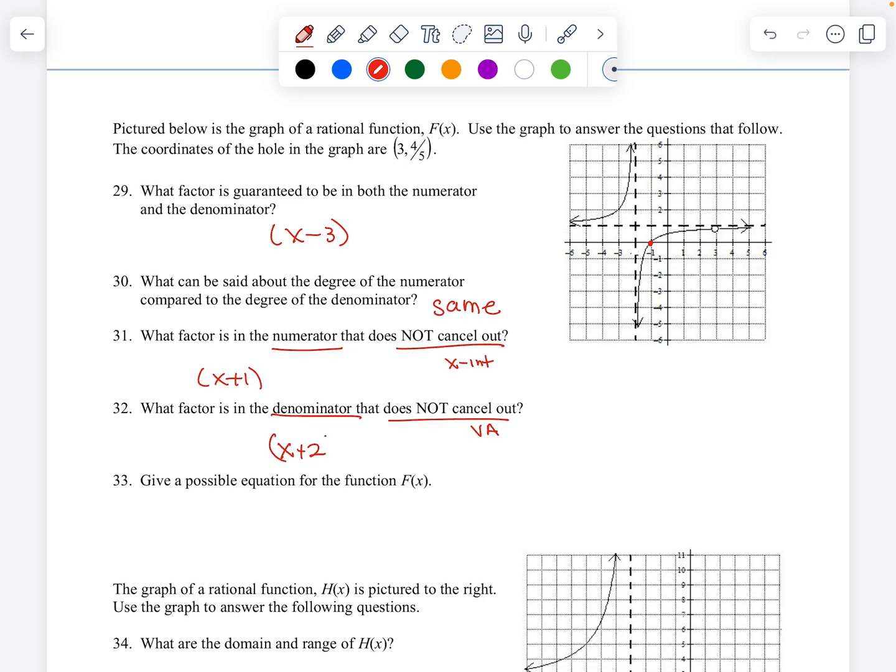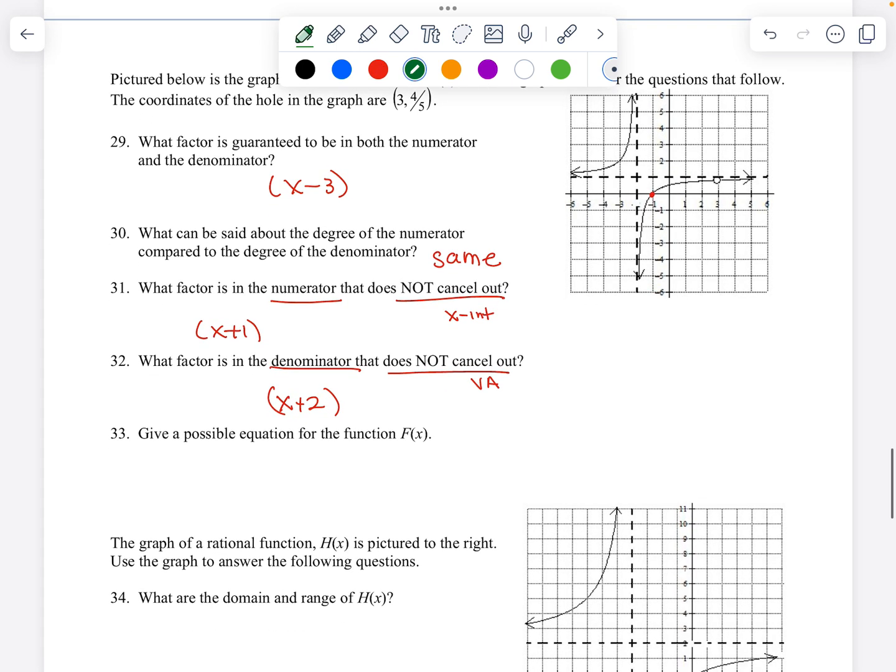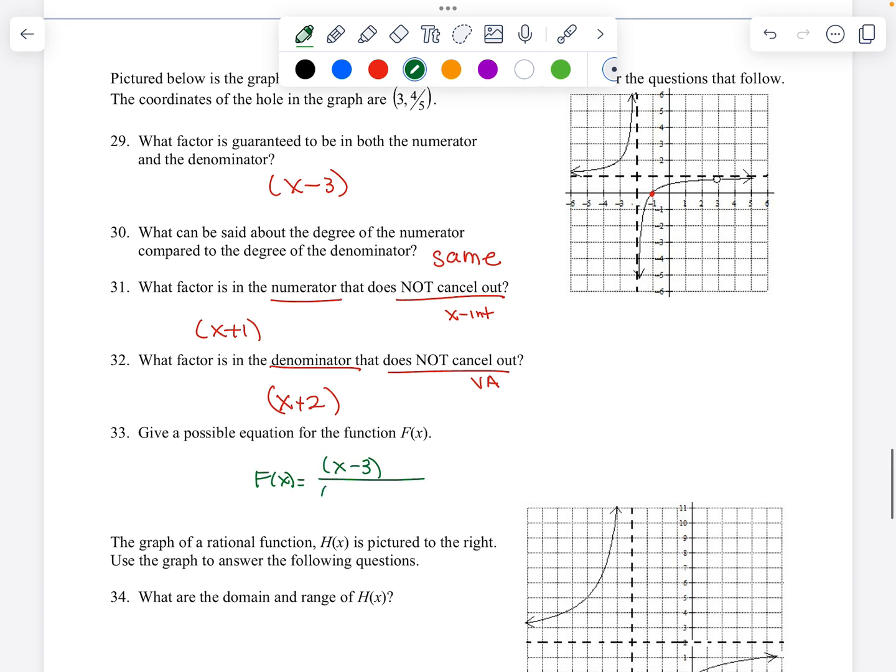Give a possible equation. So now we're going to do what we had done earlier: we're just going to throw all that back together and put it together. In capital F of x, it would be an x minus 3 and an x minus 3, and where the numerator has an x plus 1, the denominator has an x plus 2.